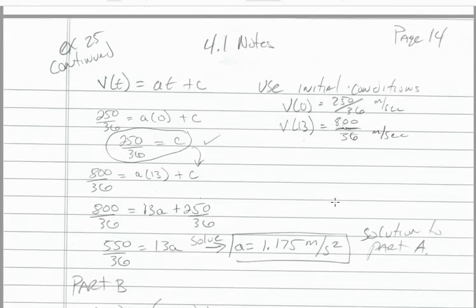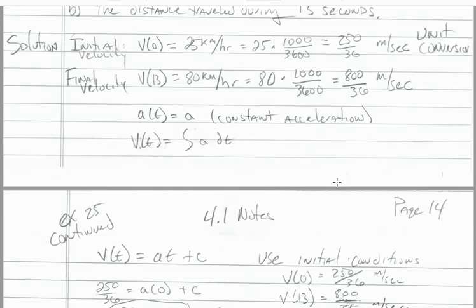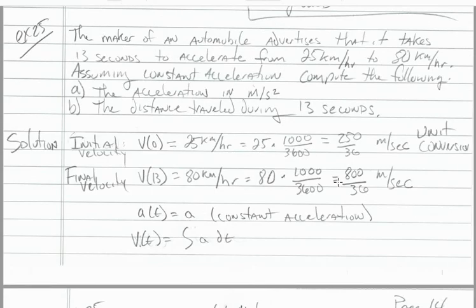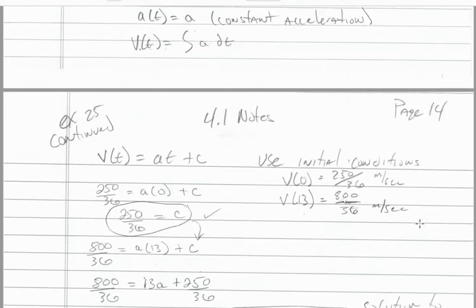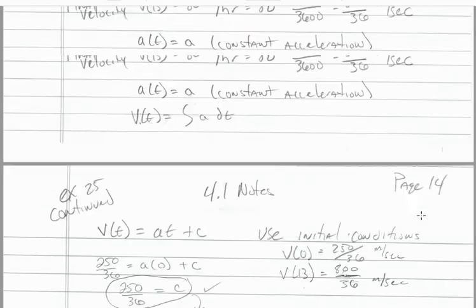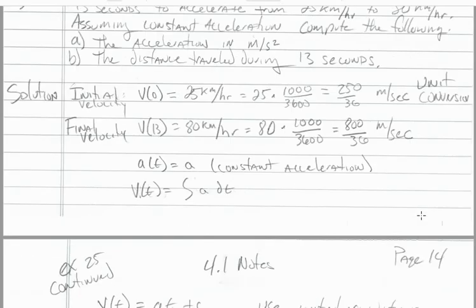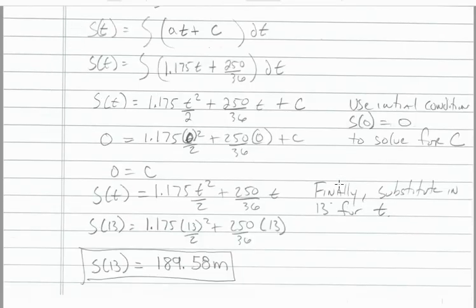Once again, just like the previous example, we went from acceleration. We integrate acceleration to get velocity, using initial conditions. Then we have our velocity equation, and we integrate velocity to get position. Once we had the position equation, we were able to substitute in the time to figure out how far we traveled. So we found the acceleration and we found the distance traveled in 13 seconds.